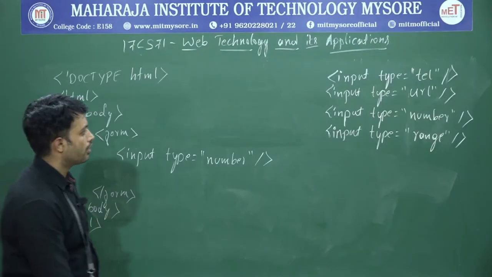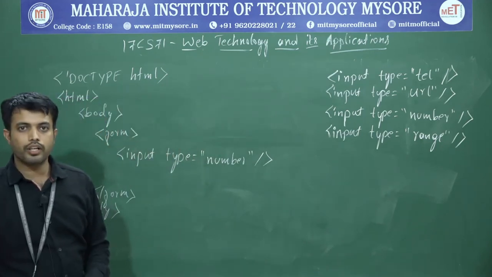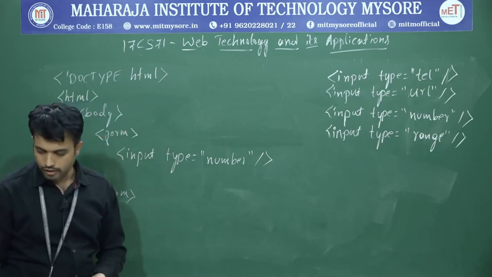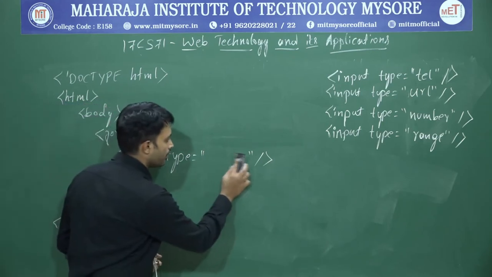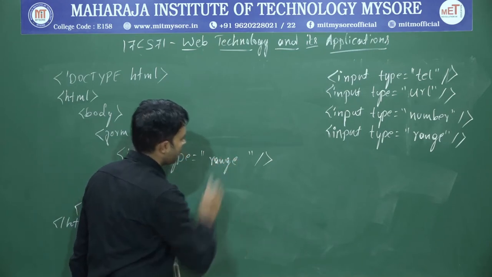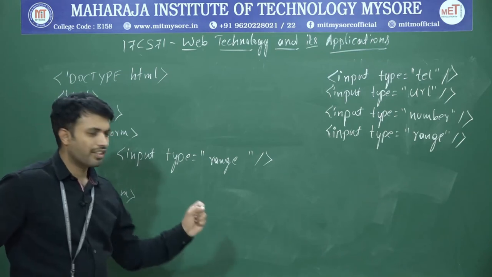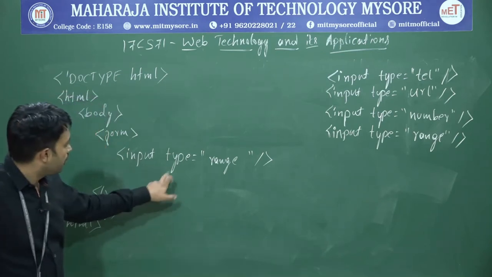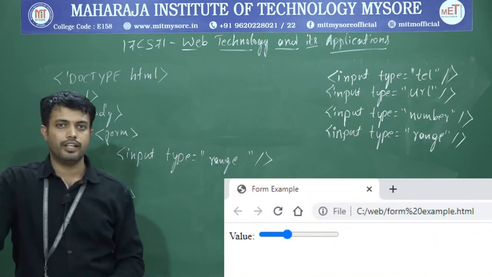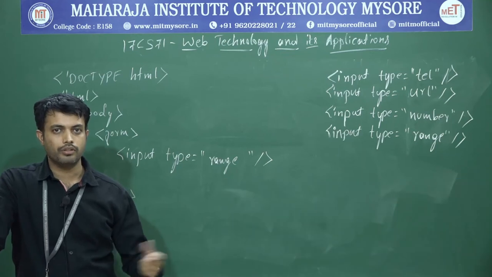Okay. So next is range. It is quite different. You know that it is just like a scroll bar. Let me explain with the example itself. So now, range. It is just like a sliding bar. So type equals range. Now, if I run this program, you can notice that there is a sliding bar, so that we can give our input from max to min.